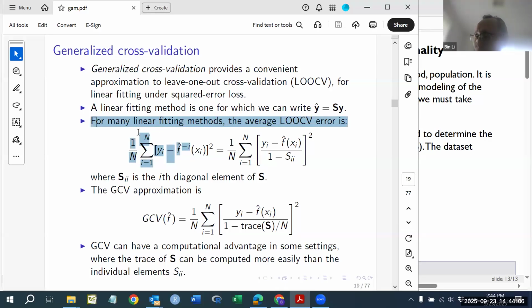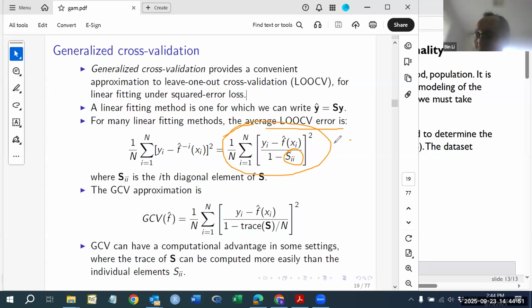Now let's see. For the cross-validation, we use leave one out cross-validation. Why? Remember, if the model is a linear fitting model, then for the leave one out cross-validation we have a shortcut to get its solution. It can be simplified by just fitting the model once using all the data points. We don't fit the model multiple times, just one time with all the data points. And using this formula, we can get the leave one out cross-validation error. And this is the ith element in the diagonal term.